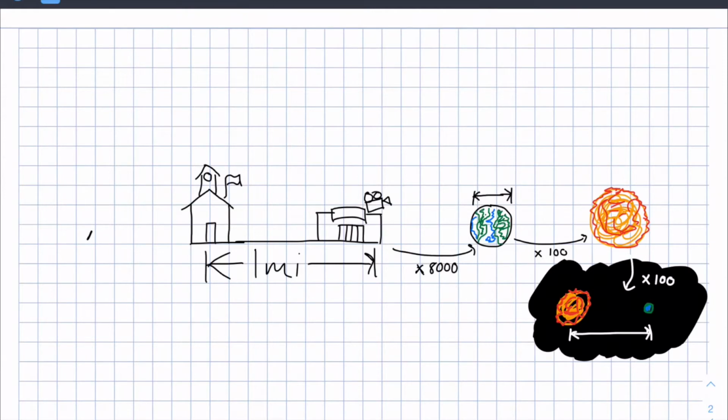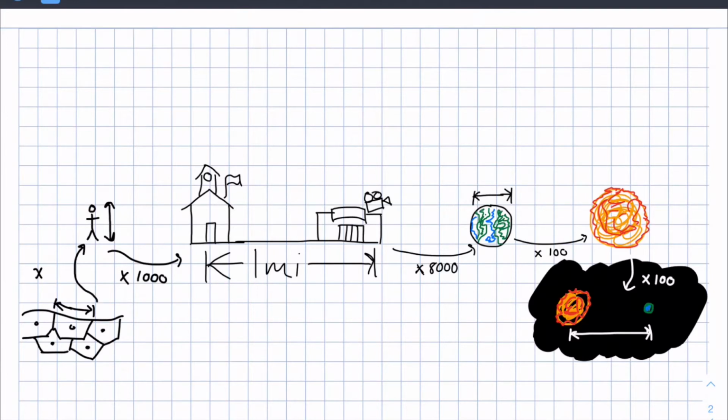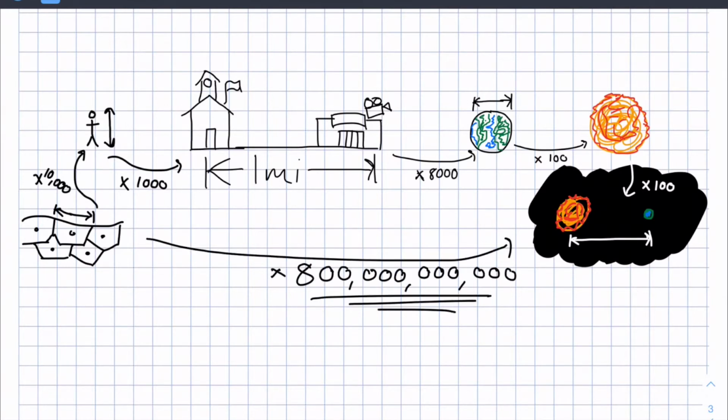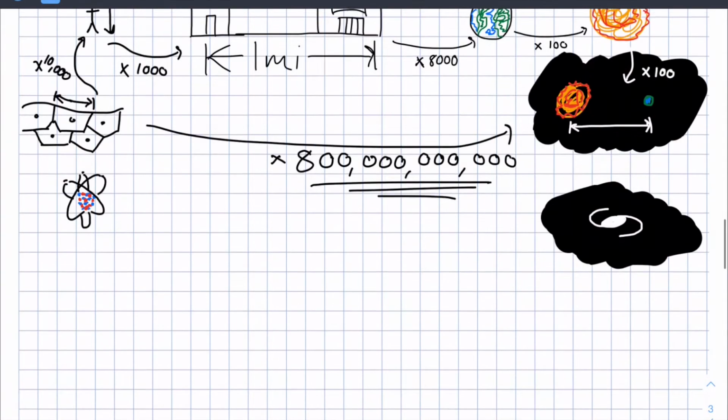You see, you could fit nearly 1,000 people head to toe between the school and the movie theater. And you're about 10,000 skin cells tall. So already we have a scale factor of 800,000 million. And we haven't even started talking about atoms or galaxies. Is your head starting to hurt from the numbers? Mine is. So let's take a closer look at the sizes of atoms and galaxies.